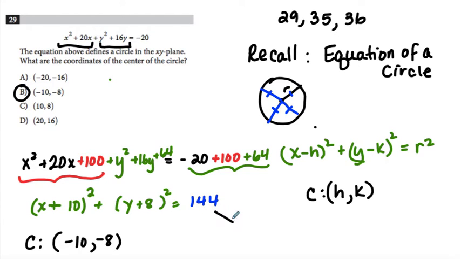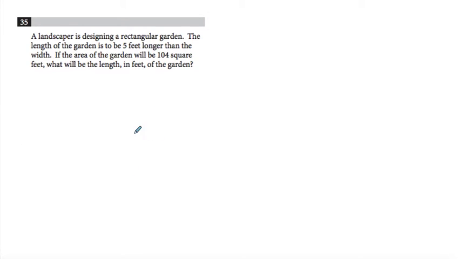But I also want you to recognize my radius. If this is r squared, then my radius would be 12. So that's how you work with the equation of a circle. Thanks. Let's move on. Okay, definitely a great Algebra 2 and Algebra 1 question using a little bit of geometry, which we love.